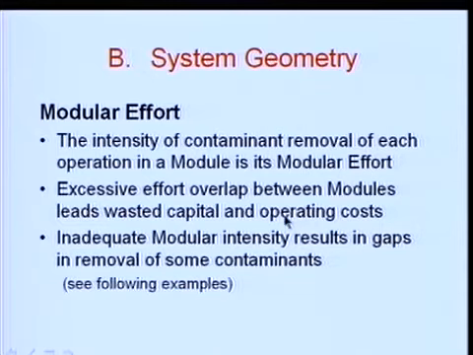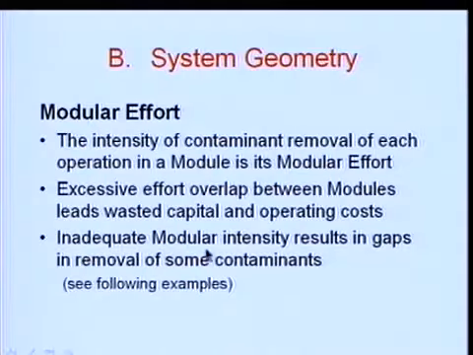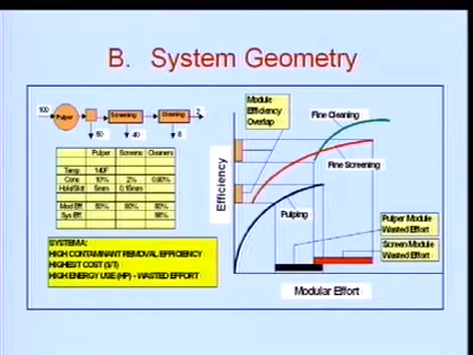So basically, if you put very small holes in a pulping module, for example, and very small slots in a screening module following each other, you may be wasting some of the effort because you are trying to remove everything in both modules. Or in other words, inadequate modular intensity results in gaps in removing some of the contamination. So if you have a pulper with very small holes but screens with very large holes, you may not get the results that you want. Let's look at this in a little more detailed fashion.